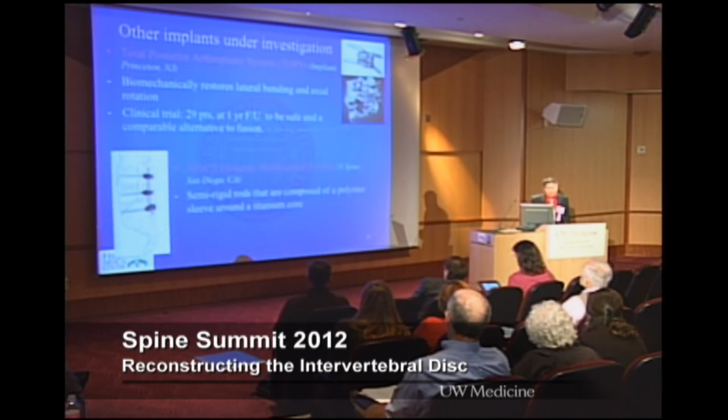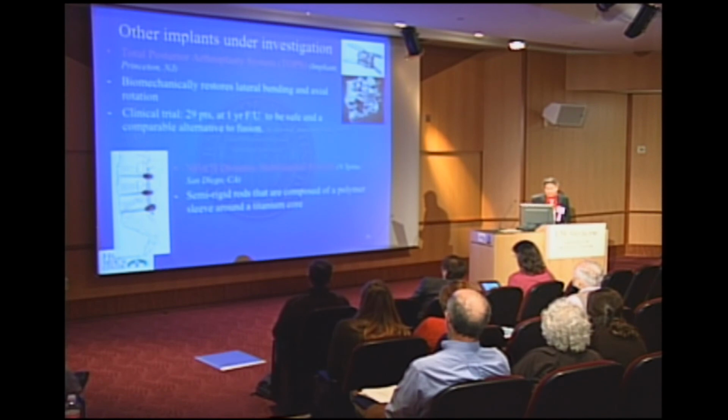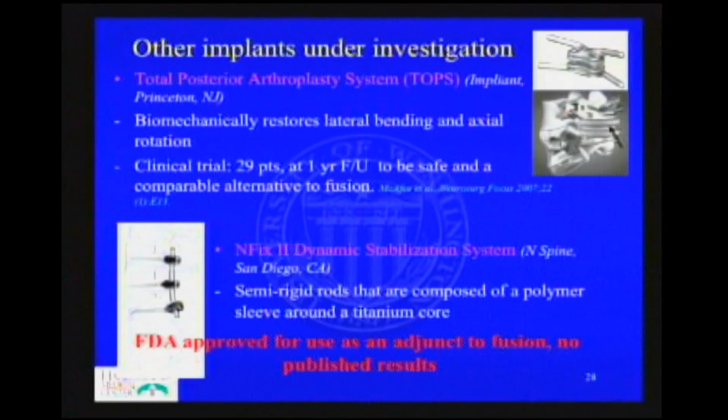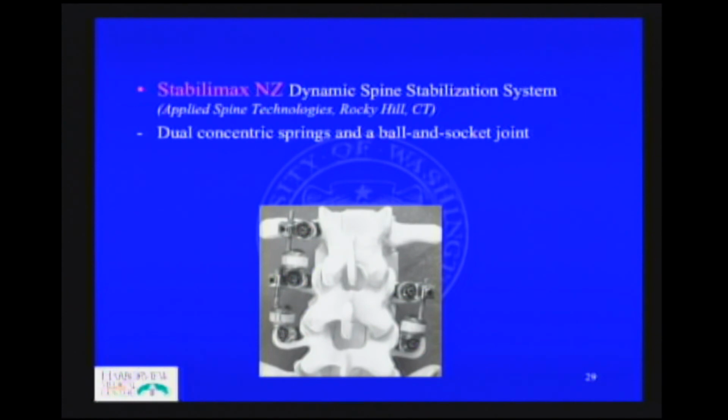The unfixed two system uses semi-rigid rods composed of a polymer sleeve around titanium cores, and so far this one has FDA approval for use as an adjunct to fusion, but there are no published results yet. The last one is the Max NZ system. This one has dual concentric springs with ball and socket joints. However, there's very limited data and it is currently still under the IDE trial.